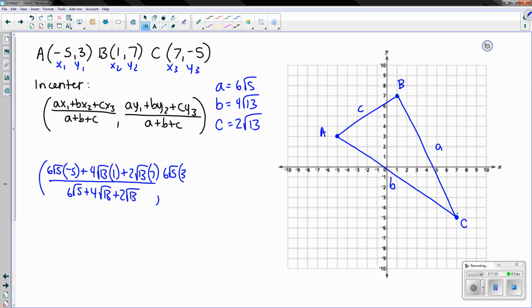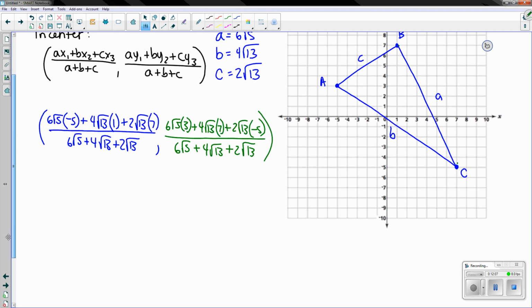I'll do it in a different color so it makes it a little more visually appealing. So we'll do 6 root 5 times our y1, which is 3, plus 4 root 13 times our y2, which is 7, plus 2 root 13 times our y3, which is negative 5, all over 6 root 5 plus 4 root 13 plus 2 root 13.